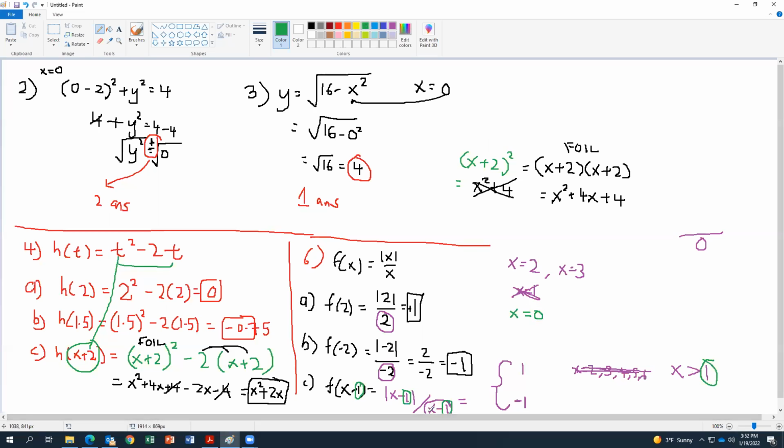What happens when you plug 0 in here? Or -1, or -2, or -3? You notice that this number will become negative. So that's the reason why the answer for 6C will be 1 if your x is above 1, and -1 when x in this case is below 1. Anything that is below 1, like 0, -1, -2, -3, you will get negative numbers.